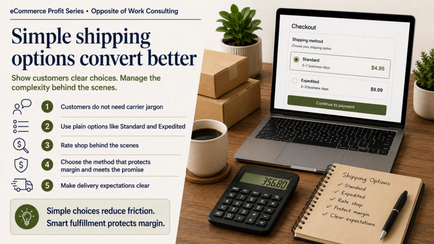In terms of what the customer sees in the shopping cart, after trying kind of all the different models for this, what I've landed on, my favorite approach, is a very basic approach with just some very basic single words, like, for example, standard and expedited.